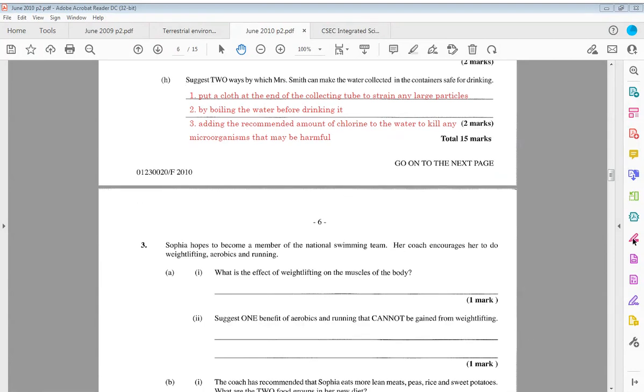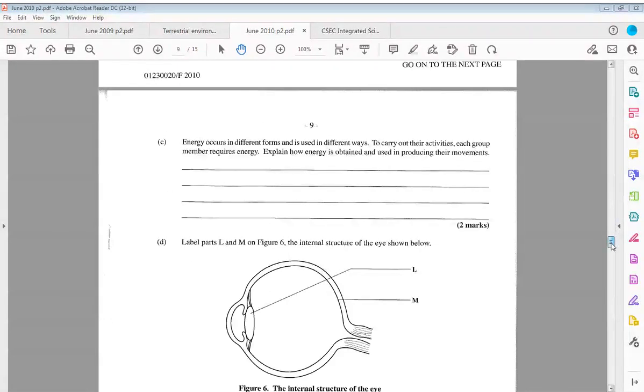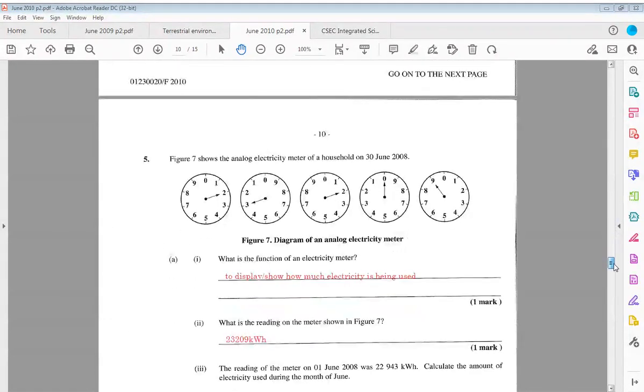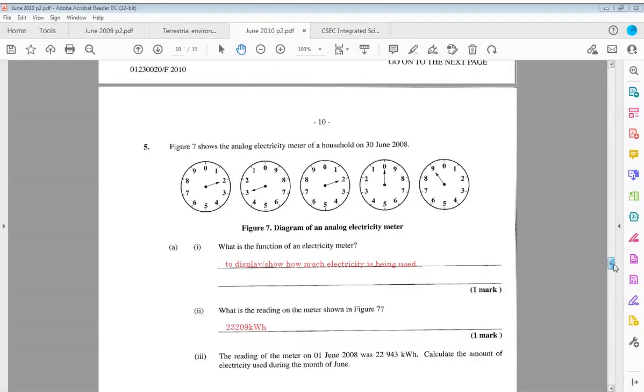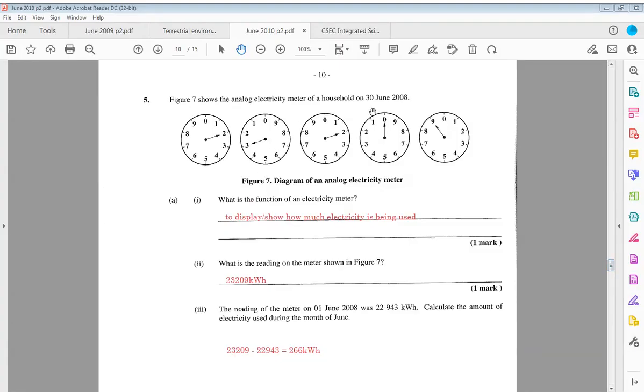So that's the one question there for health and sanitation. Next, we want to look at this question for electricity and lighting. So I have two questions for this. One from this paper, and then we move to the next paper to get the second question.